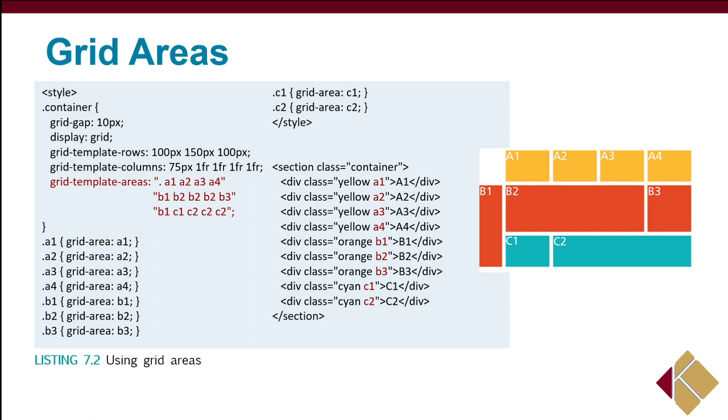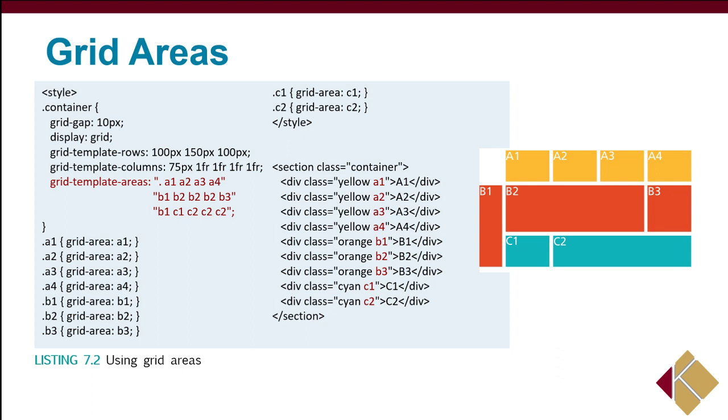And then we have an A1 through A4. Then the next row we have B1 through B3. Again, this is a 5-column layout. So it's saying B1, and then B2 fills up 3 of those columns, and then B3. And then B1 is taking up 2 rows, and then C1, and then C2.